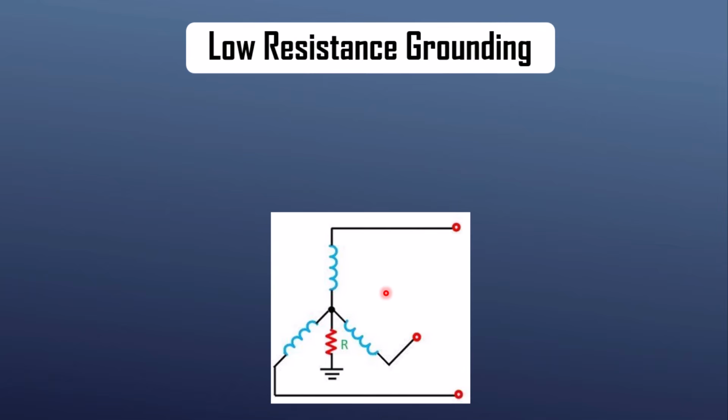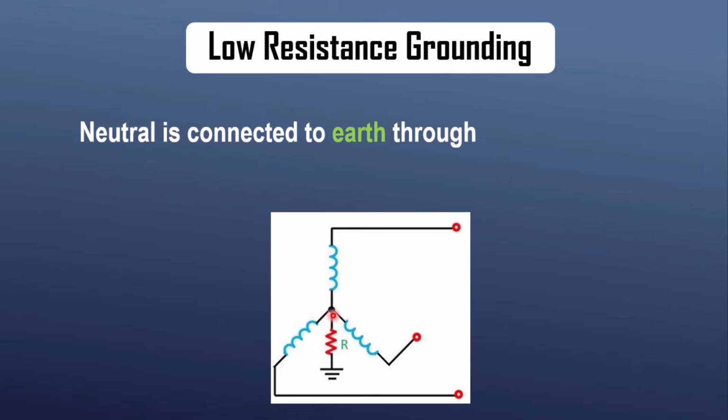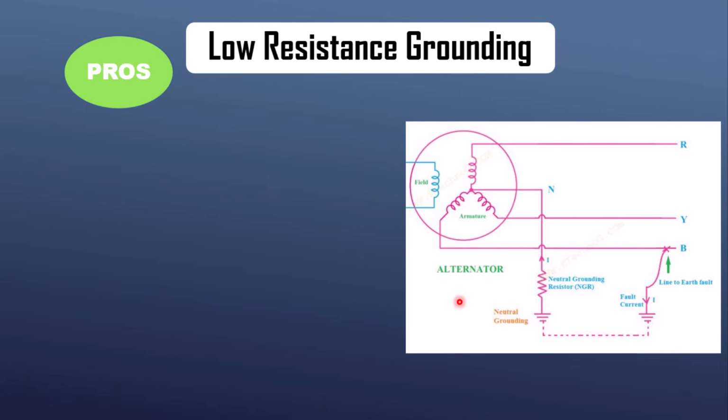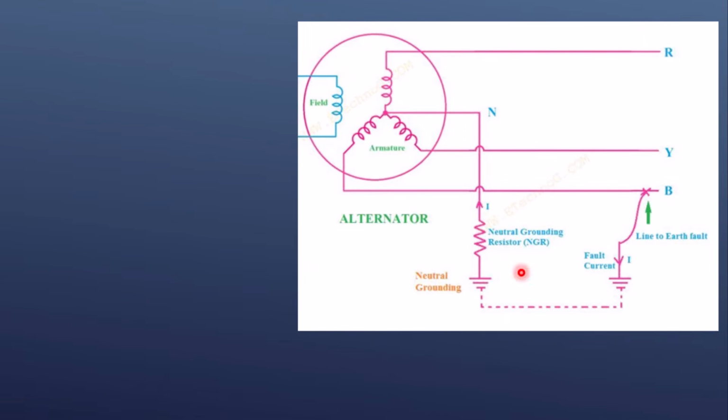So the third type of grounding is the low resistance grounding, in which the neutral point of the generator or the transformer is connected to the earth via low resistance, which limits the fault current to 100 to 1000 ampere according to IEEE standard. Now let's discuss the benefit of the low resistance grounding. Here you can see the diagram of a generator in which the neutral is connected to the ground with a neutral grounding resistor, and its value is set such that the fault current will remain between 100 to 1000 ampere.